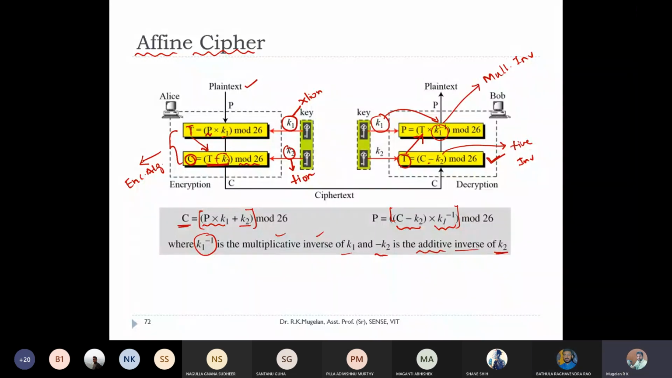Right, this is the general structure of the affine cipher. Does anyone have any doubts? The ranges of K1 and K2 are still 1 to 25, right? Yes. So even now we can break it with 625 trials. Earlier, yes, the number of trials has increased. That's all.